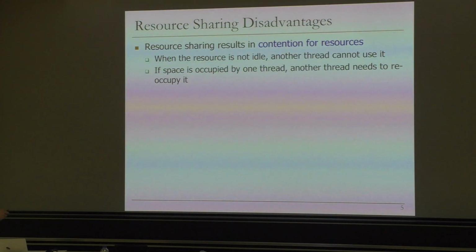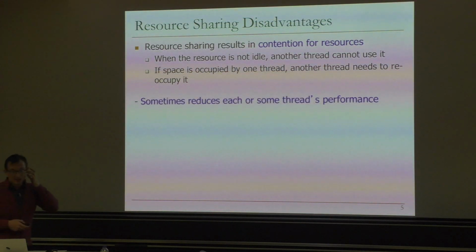But okay, resource sharing results in contention for resources. When the resource is not idle, another thread cannot use it, basically. You get this conflict. For example, if the space is occupied by one thread, another thread needs to reoccupy it because there's only one space. So as a result of this, sometimes resource sharing reduces each thread's performance or some threads' performance, or all threads' performance actually.